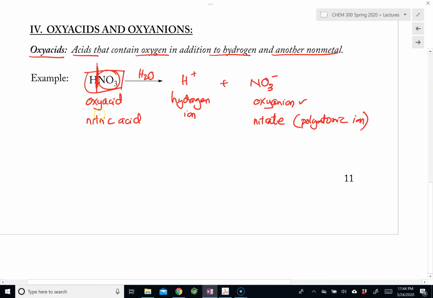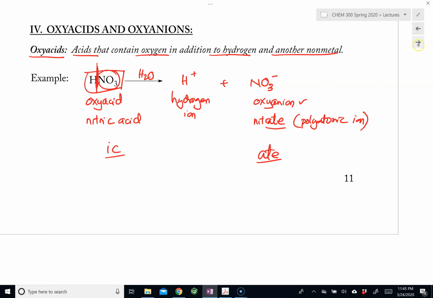Whenever we have an oxy acid, if the oxy acid were to give up the proton, the remaining part of it would then be named in such a way that you have the -ate ending to it. So in this case right here, the -ic ending on nitric acid becomes the -ate ending. That's how we would modify the name to name the corresponding oxy anion that it becomes.